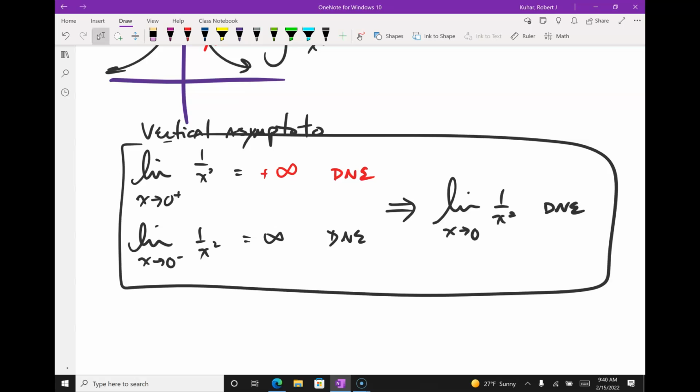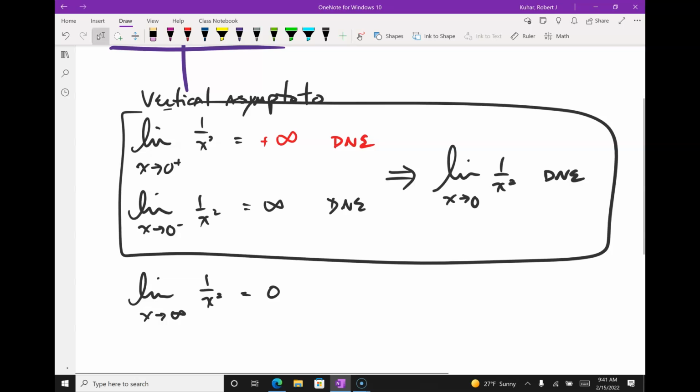Same problem, same function, but I want the limit as x goes to infinity now. Now, we've already got a theorem that says that that's 0, right? Yes? But what are we really talking about here? What asymptote? The horizontal asymptote, right? So this one is my horizontal asymptote.